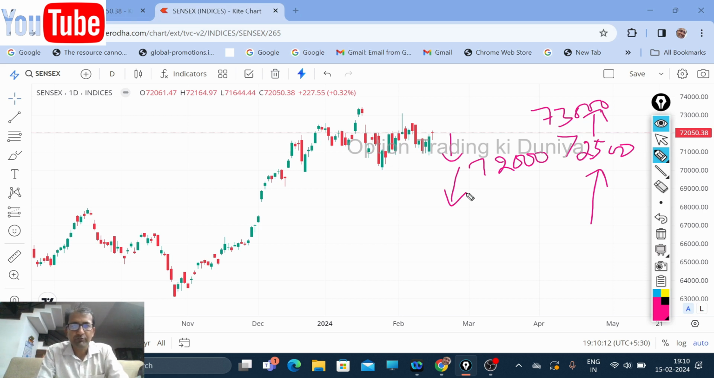So this is my view for expiry trading tomorrow. Take your view and observe the market from morning 9:15 till 11:30 or 12, and certainly the trade will take direction only after 12:30. So this is the Sensex view for tomorrow.